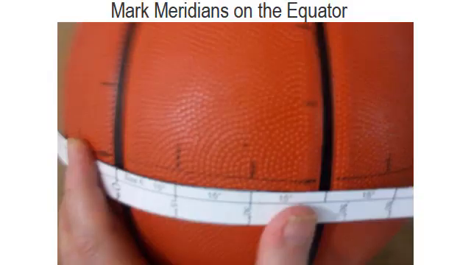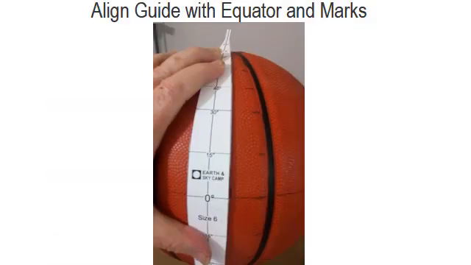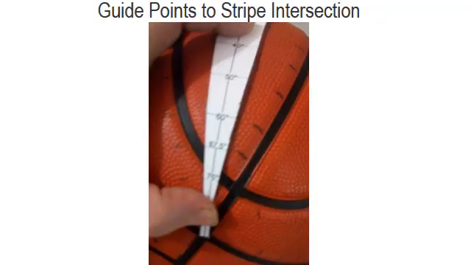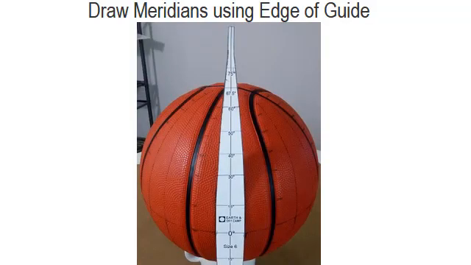After you've drawn the equator, use the guide to mark off meridian locations every 15 degrees. You will use the edge of the curved guide to draw the meridians. Note that these guides should point to the stripe intersections on the top and bottom of the ball. Also note, you should always draw meridians with your hands positioned in the same way.